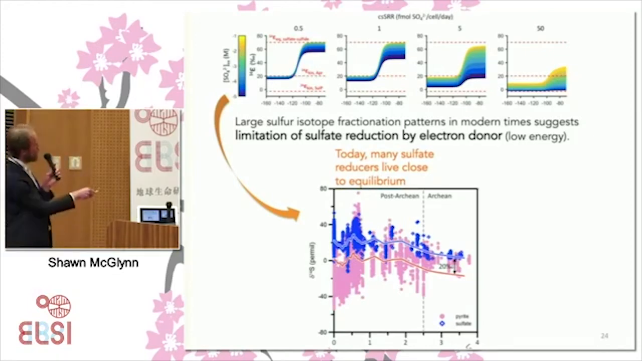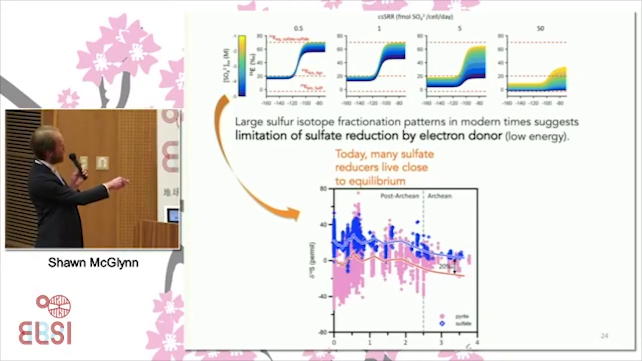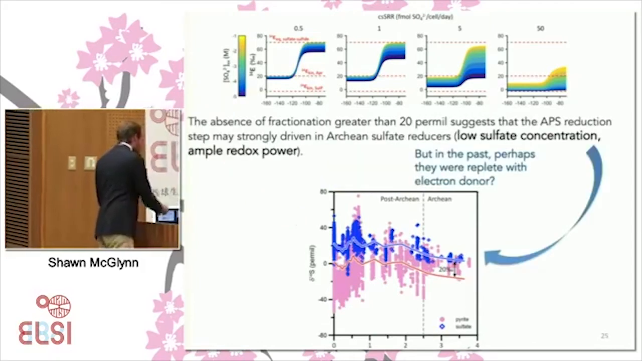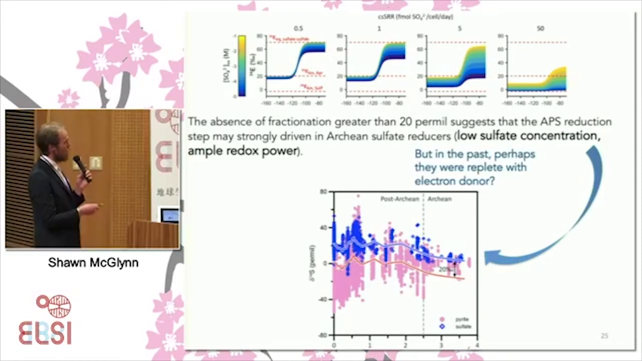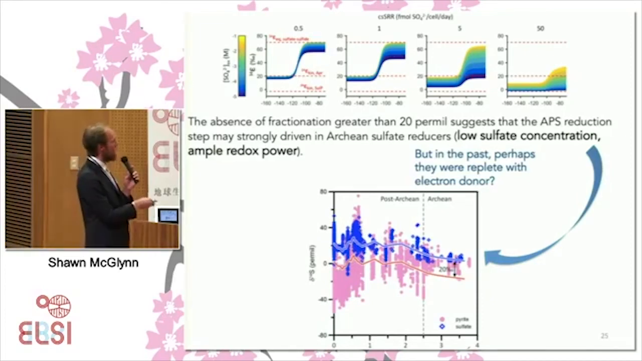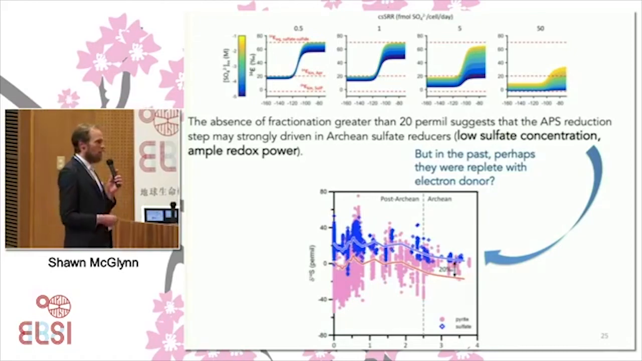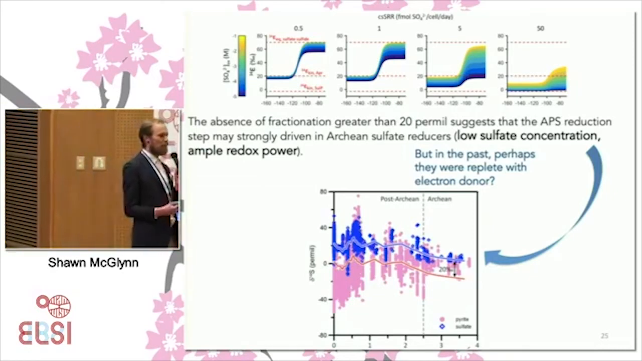And those very modest electron donors put us over here on the right side of our graph, where the cells are growing closer to equilibrium and therefore relating these larger isotope fractionation values. It's very tempting to speculate that, using a similar line of thinking, in the Archean, the fact that we don't see any large sulfur isotope fractionations might be coincident with the idea that these organisms were electron replete. They had a lot of power to run their metabolism, and they essentially weren't starving for electrons.